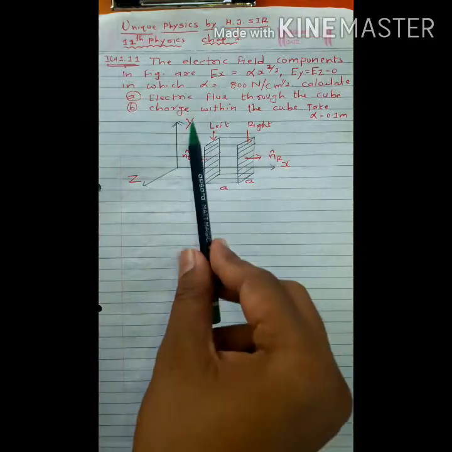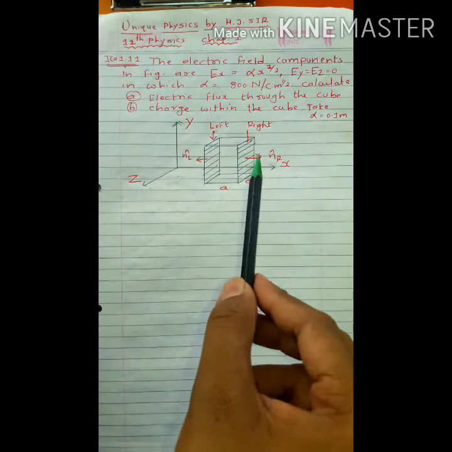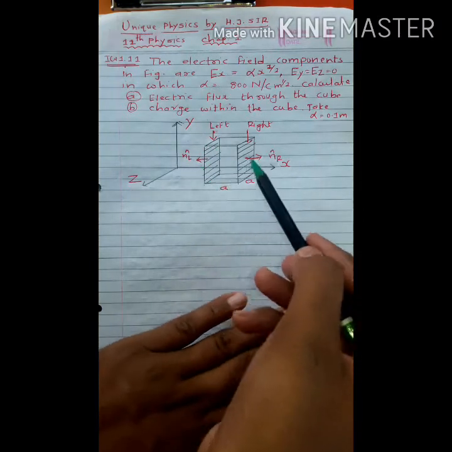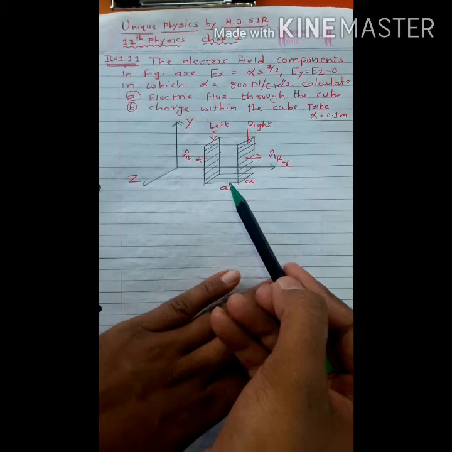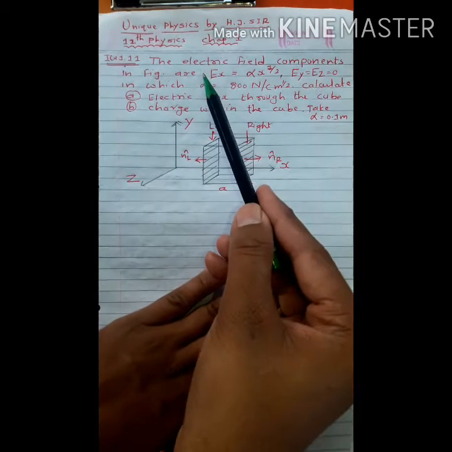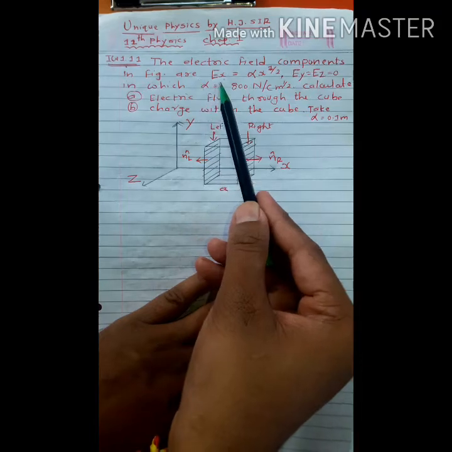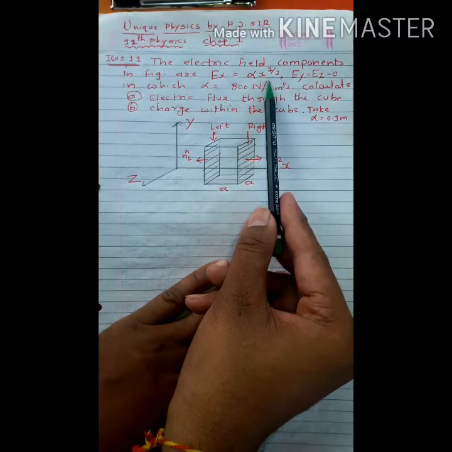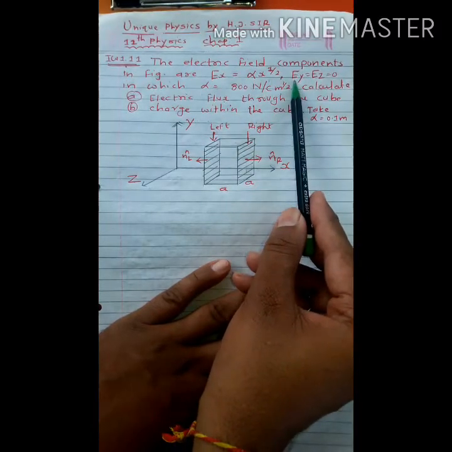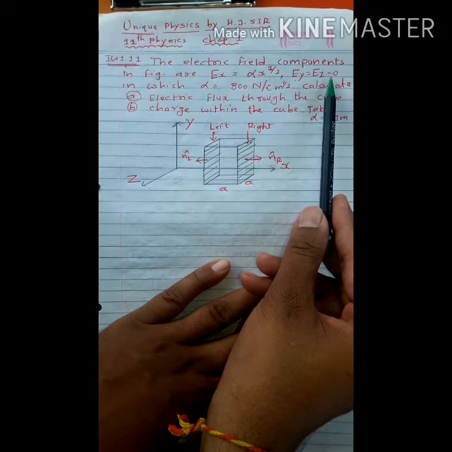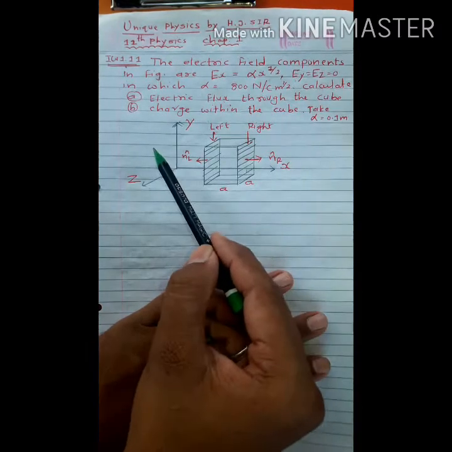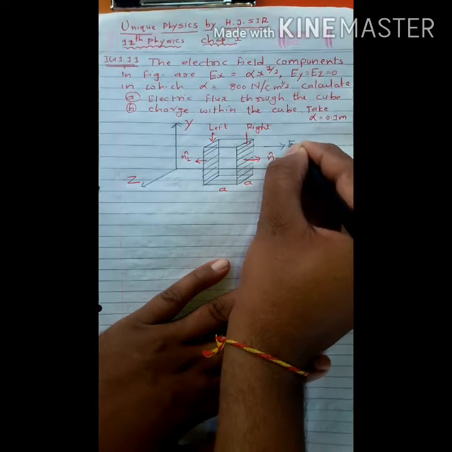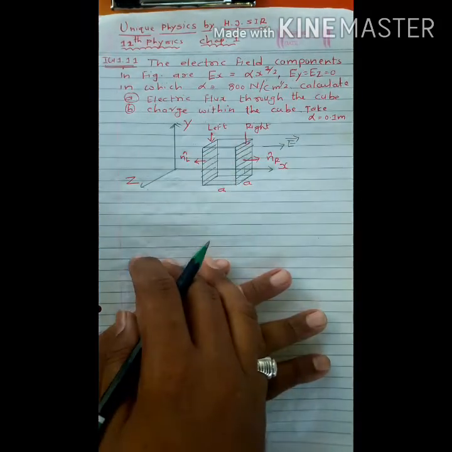This is our cube, and this is our Cartesian coordinate system. This is the x-axis, this is the y-axis, and this is the z-axis. This is a cube having side of length a. So the electric field components in the figure are: the x component Ex is equal to alpha x raised to 1 by 2, the y component Ey and the z component Ez are equal to 0. Means the electric field is prevailing only in the x direction.